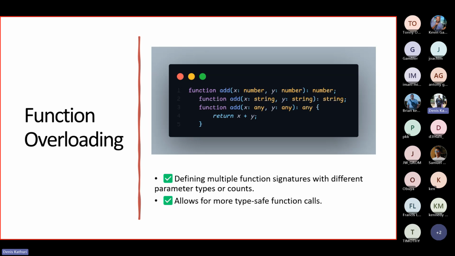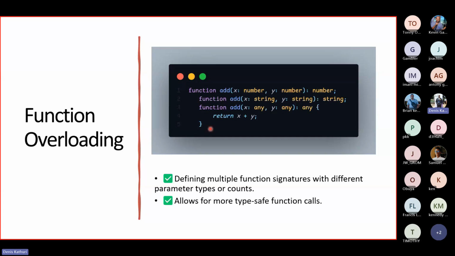So this is an example of function overloading. I have a function which has two parameters or arguments, x of type number and y of type number. Then the same function, I'm declaring it with a different data type, which is x of type string and y of type string, and a return type of string.